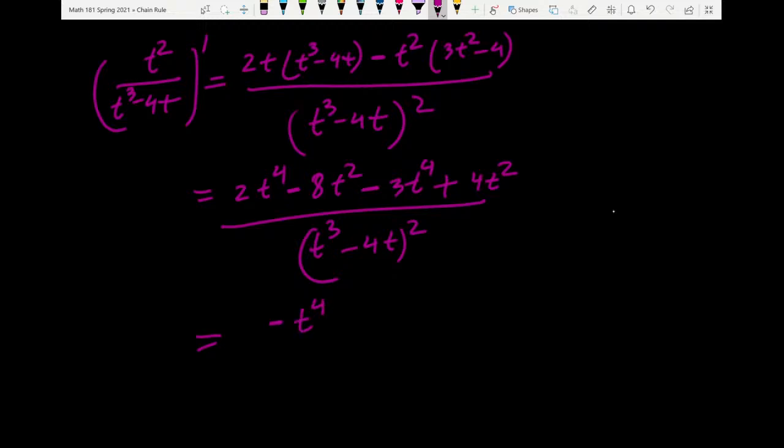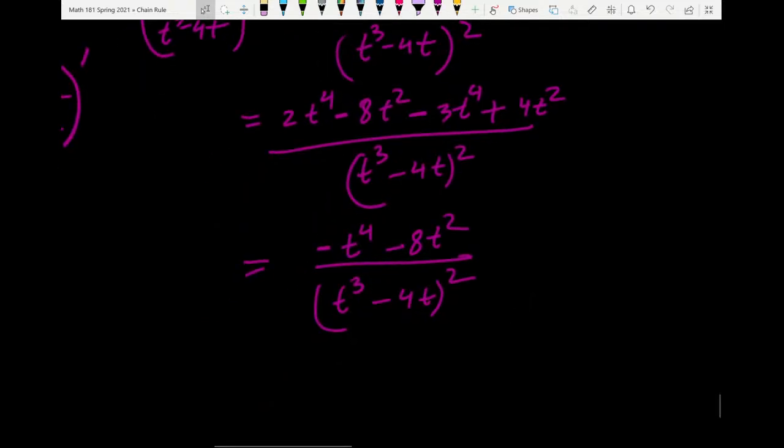T fourth minus 8t square over t cubed minus 4t, squared. Okay, so that's the crazy derivative of that. Hopefully I got that right.